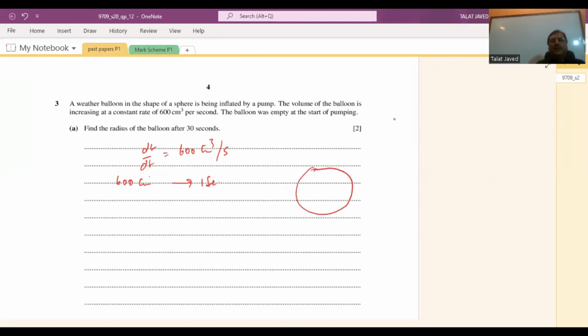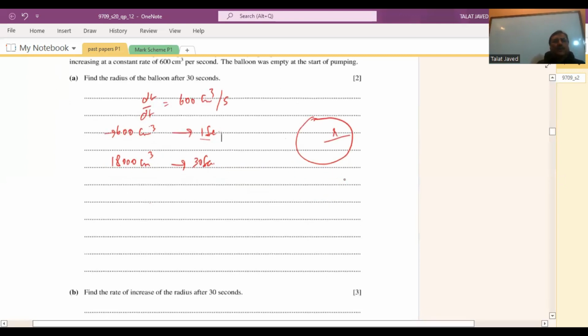Find the radius of the balloon after 30 seconds. In 1 second, it's 600 centimeter cube. In 30 seconds, when we multiply this 600 by 30, we get 18,000 centimeter cube. Now we find its radius using the volume of a sphere.